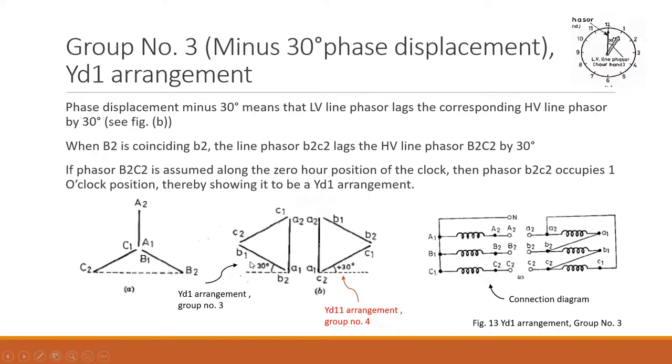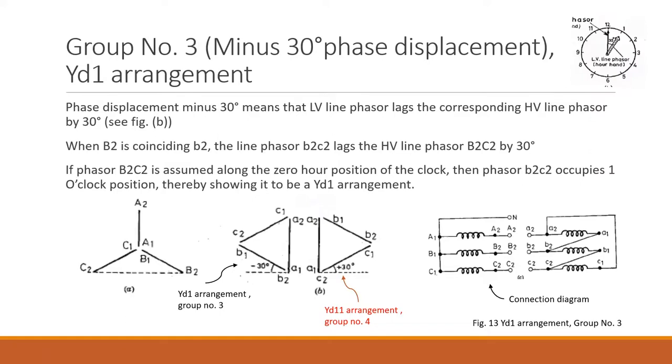Here you have assumed that the B2C2, which is along the 0 hour position, that is your HV phasor, is at 12 o'clock, and your LV phasor must occupy the 1 o'clock position, because this is going to be fixed. The HV, the minute hand, is fixed. Who is moving? Your hour hand is moving. So this will give you your minus 30 degree arrangement.